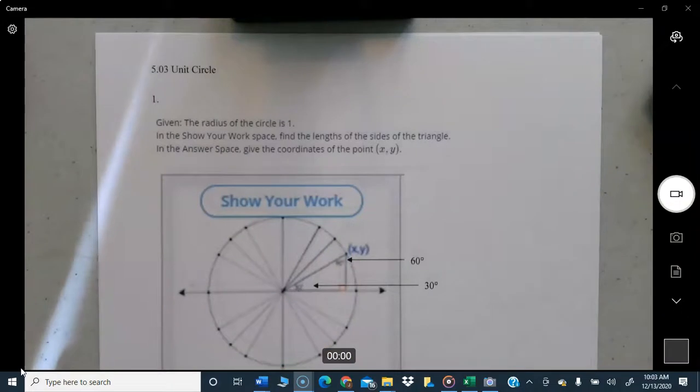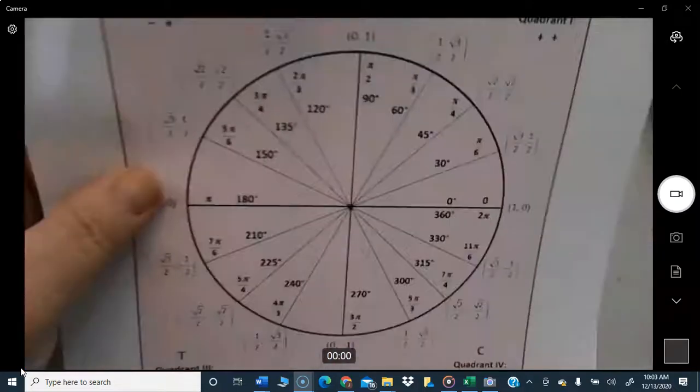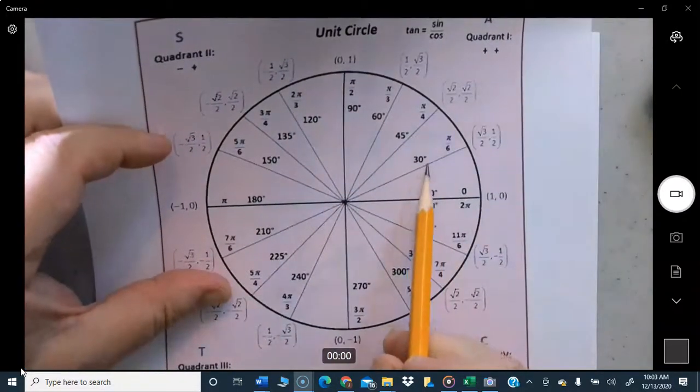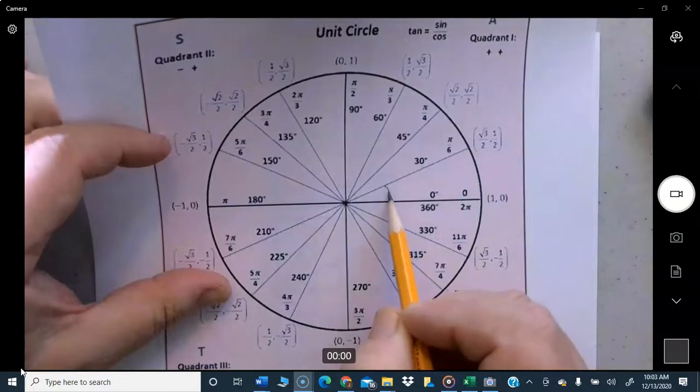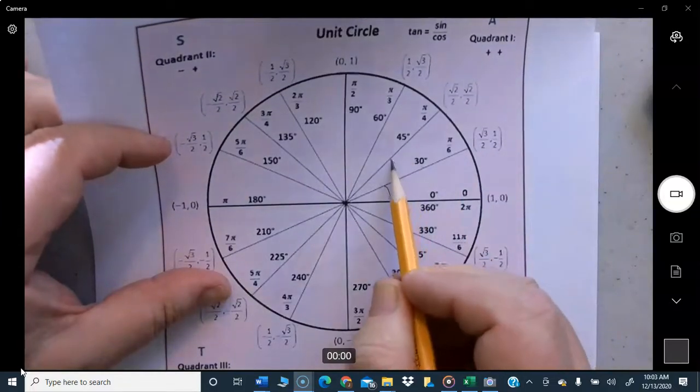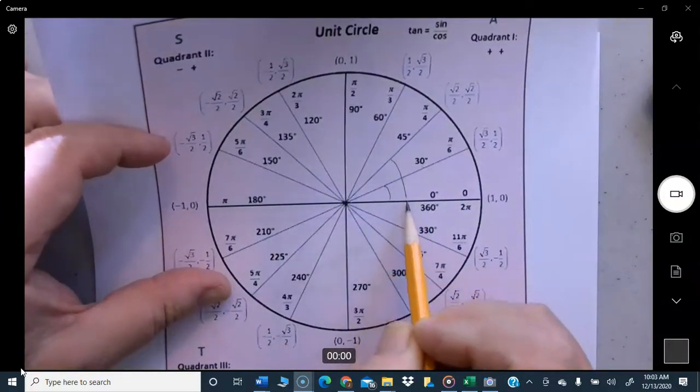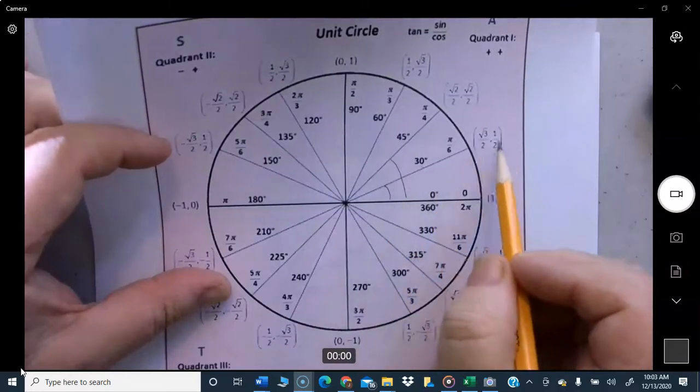So you simply come over here. You're not really interested in this angle, you're interested in the central angle. That angle right there is 30 degrees. So you come over here, there's 30 degrees. Really, when it says 30 there, it means that's 30. When this says 45, it means that angle is 45. Okay, so 30 degree angle, these are the coordinates.